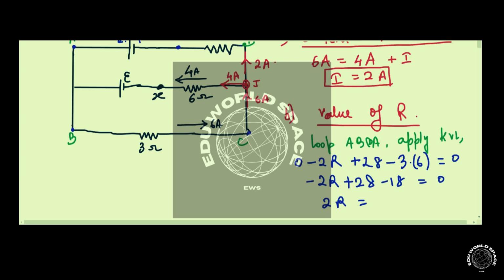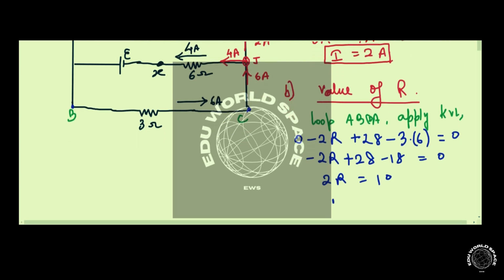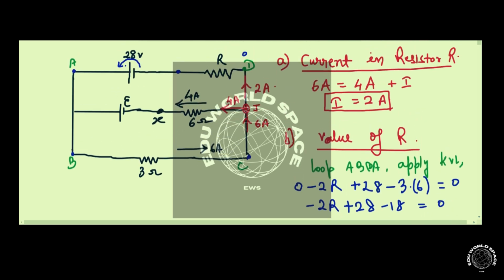28 minus 18, that will be 10. So R will be 10 by 2. So we have figured out the value of the unknown resistance R, which is 5 ohm. So let us mention here R as 5 ohm.